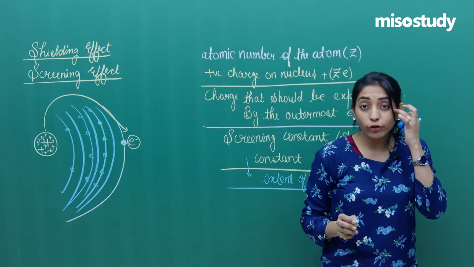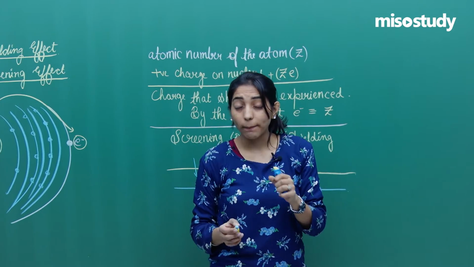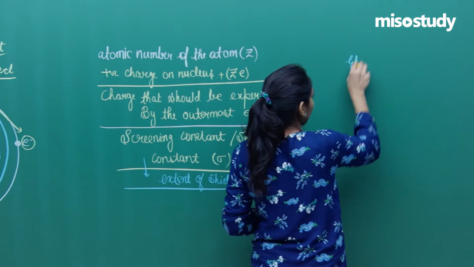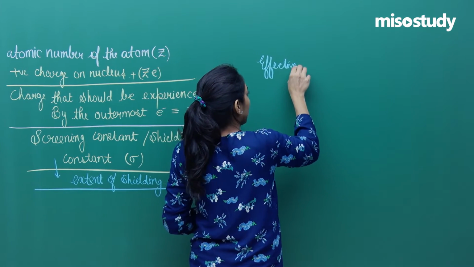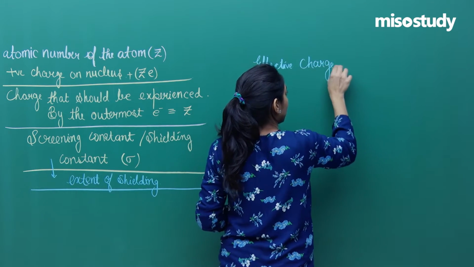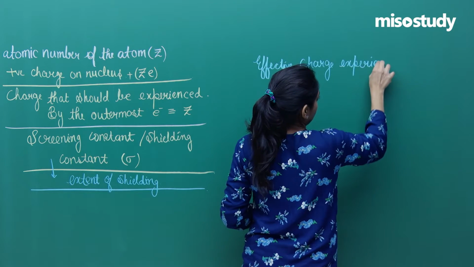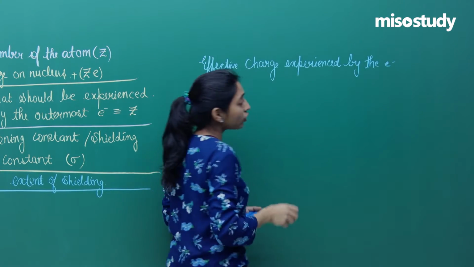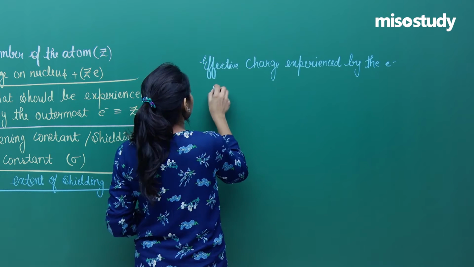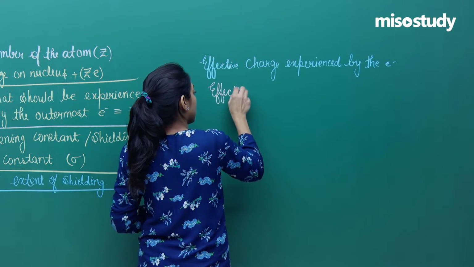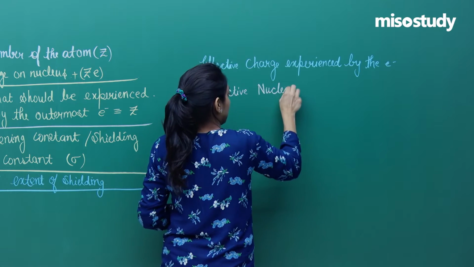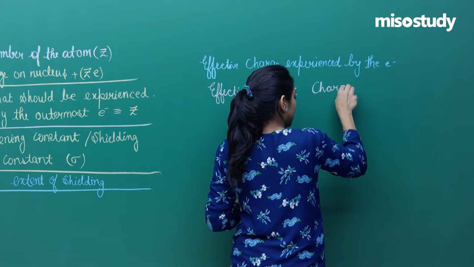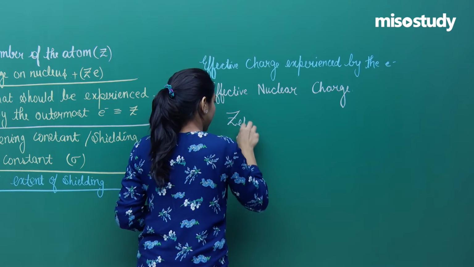Now, if the electron was supposed to experience a total charge of Z, but some charge is getting shielded, what is the effective charge that is experienced by the electron? We call it the effective charge experienced by the electron. The effective charge experienced by the outermost electron will also be known as effective nuclear charge, and this can be written as Z effective.